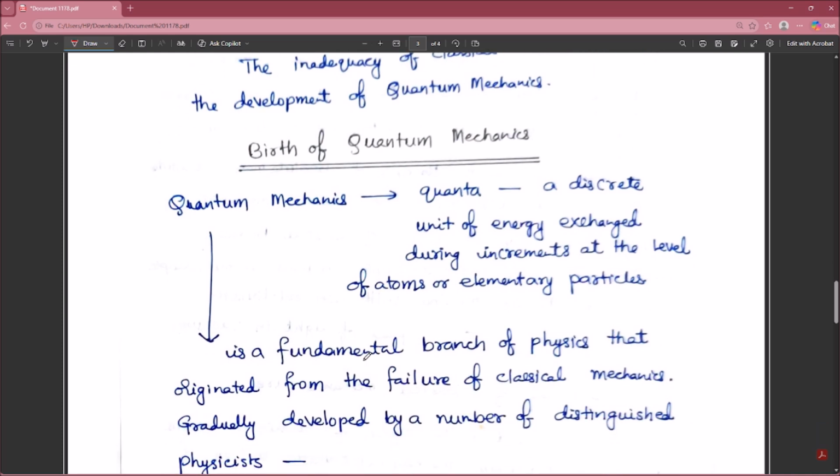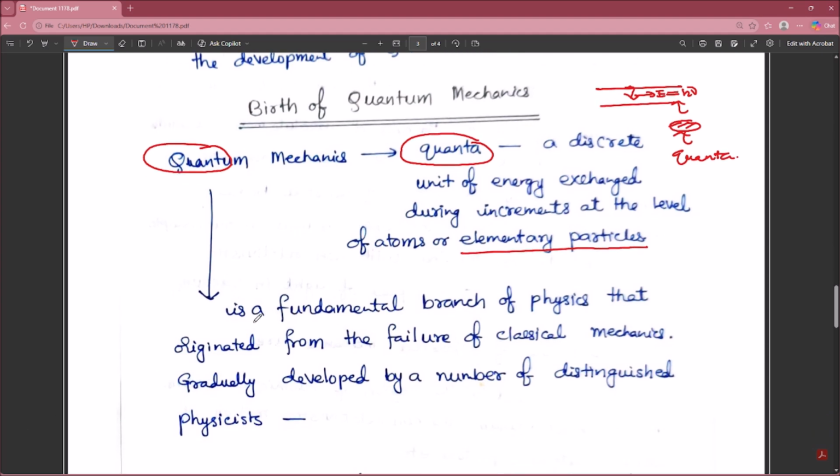Quantum mechanics, the term quanta, comes from packets or bundles of energy. Quanta is the discrete unit of energy exchanged during interactions at the level of atoms and energy particles. That means, as we will see in later classes, when an electron jumps from a higher level to a lower level, energy is released, and this energy is in the form of h nu, in packets and bundles, which is in the form of quanta.